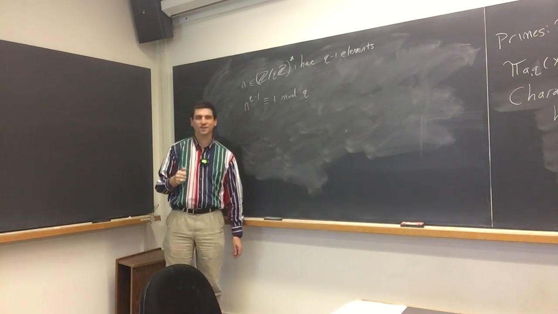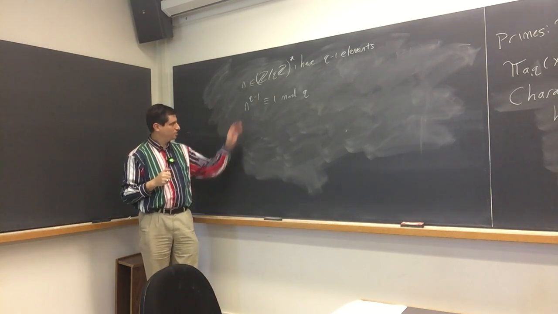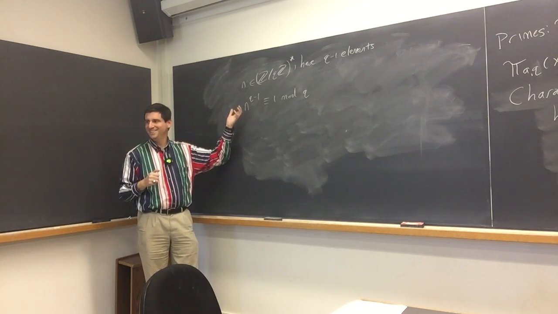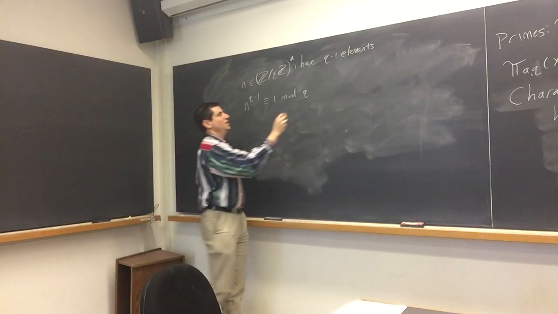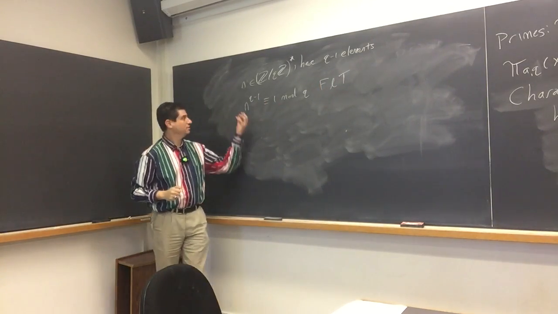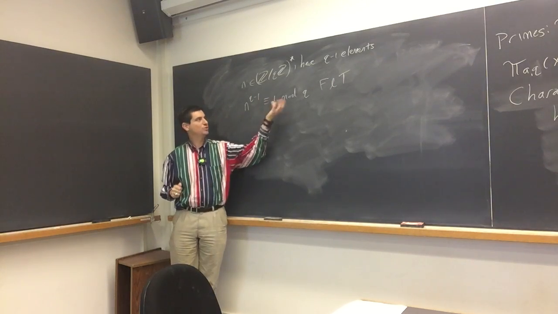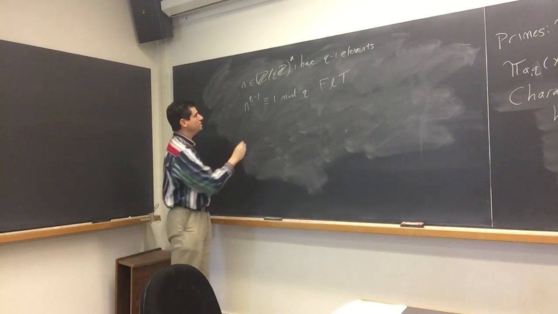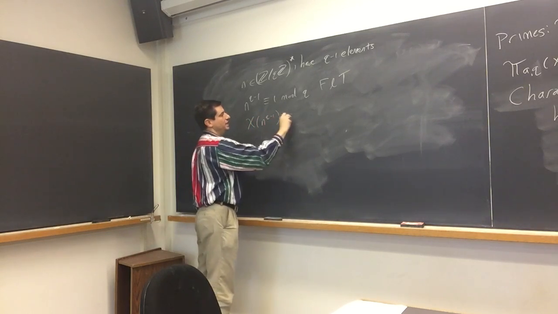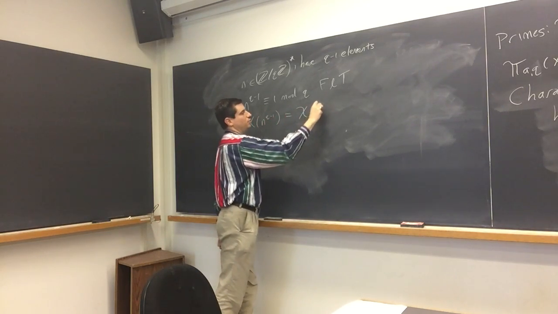Because q is prime, so n and q are relatively prime, and so by Fermat's little theorem, n to the q minus 1 is congruent to 1 mod q. So what does this mean? It means chi of n to the q minus 1 must be the same as chi of 1.